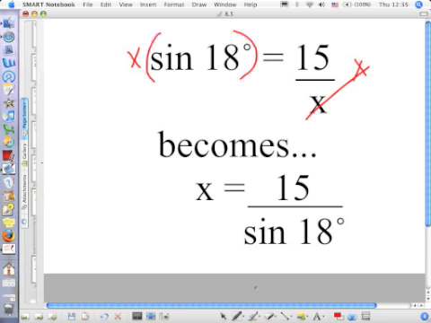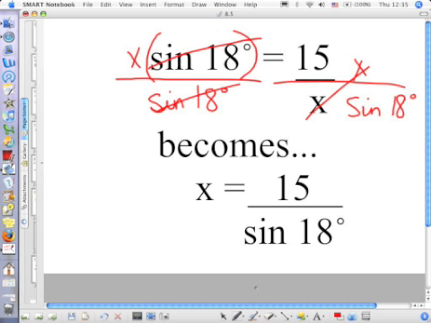So, if that's always how it's going to happen when your unknown is in the denominator, all you have to do is just switch these two. So x comes over here and sine goes down there. So x equals 15 over sine. So whenever you see the x at the bottom, Elise, focus. Whenever you see the x at the bottom, just automatically switch them.